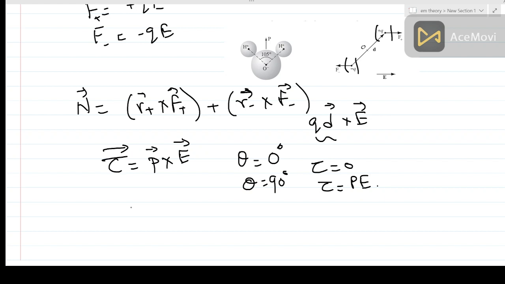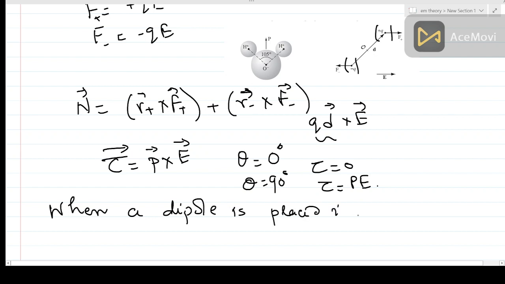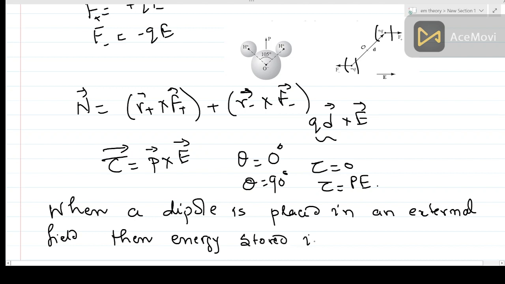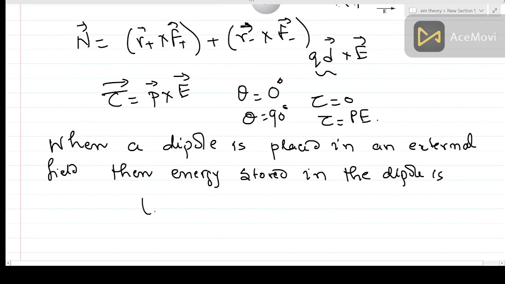Some energy is involved. When a dipole is placed in an external electric field, the energy stored in the dipole, or the energy of the dipole, is U = -P·E, a dot product, or it is -PE cos theta.